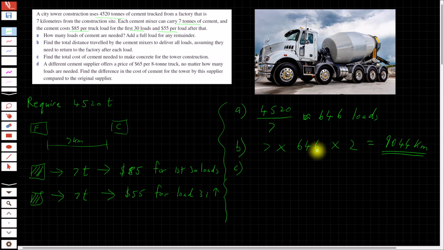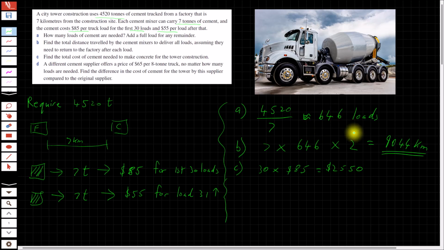So it says the first 30 loads cost $85. We know it is well above 30 loads. We need 646 loads. So we're going to have to pay that cost for the first 30. 30 times 85. I've already calculated this one. This one is $2,550.